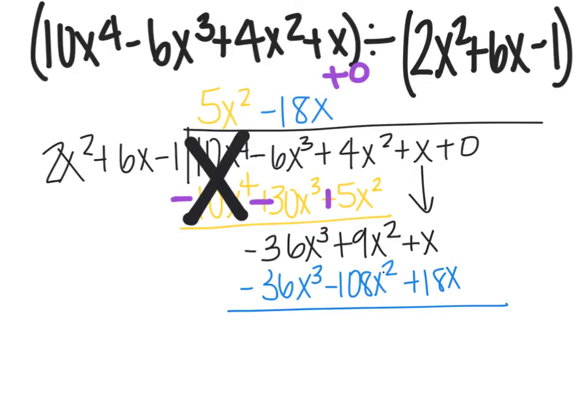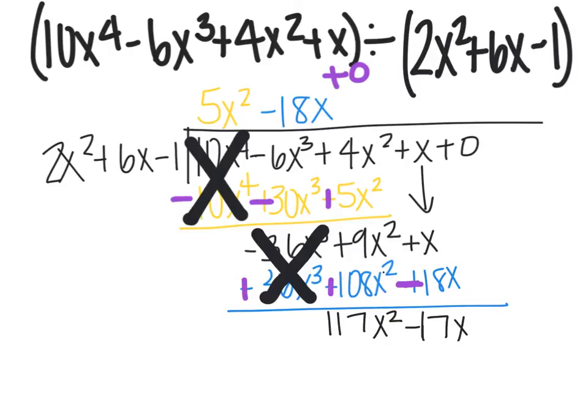So again, since this is a division problem, I'm going to switch all of my signs. So that becomes positive, positive, and negative. And as always, my negative 36x to the third and positive 36x to the third do cancel each other out, which they should. And then I'm just going to add. So I have 9x squared plus 108x squared is going to be 117x squared. And I have x minus 18x, that's going to give me negative 17x. And then I'm going to bring down my plus 0.